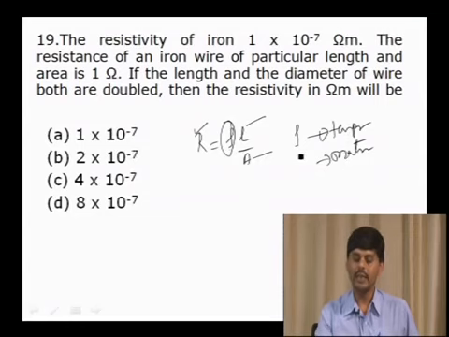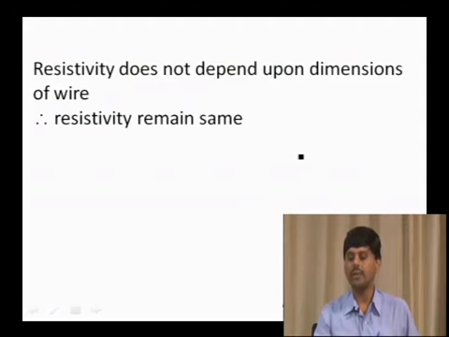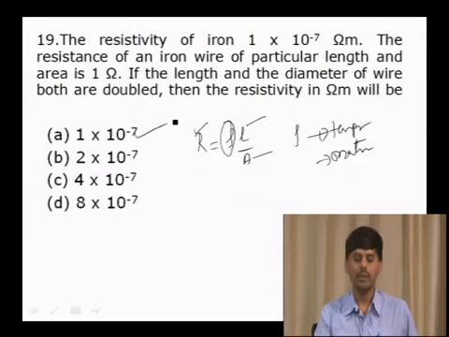Suppose you are changing the diameter, or increasing the length, or decreasing the area, whatever it may be, the resistivity of the material does not change. So resistivity does not depend upon the dimensions of the wire, therefore resistivity remains the same. Hence the correct answer is the first one, 1 into 10 raised to minus 7.